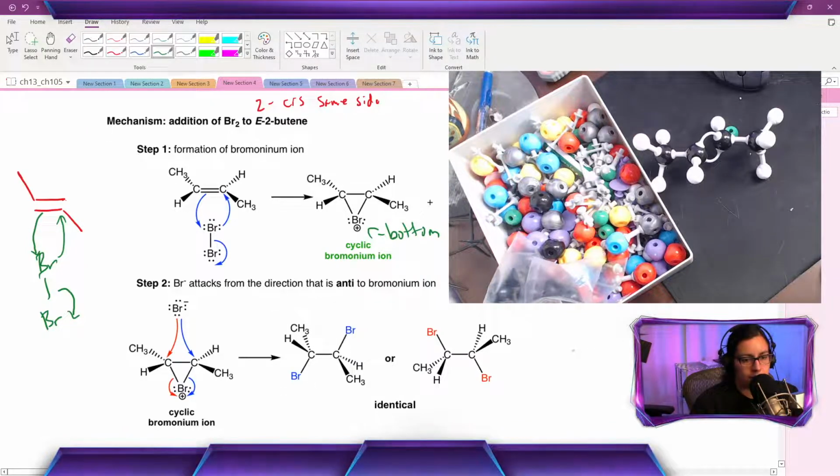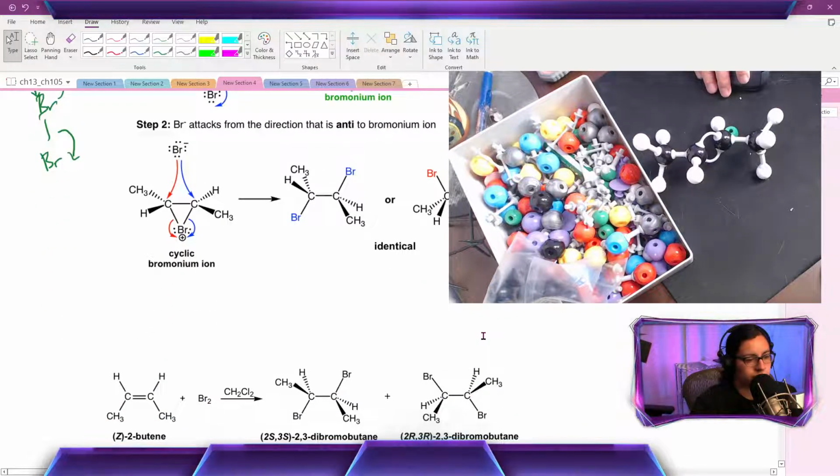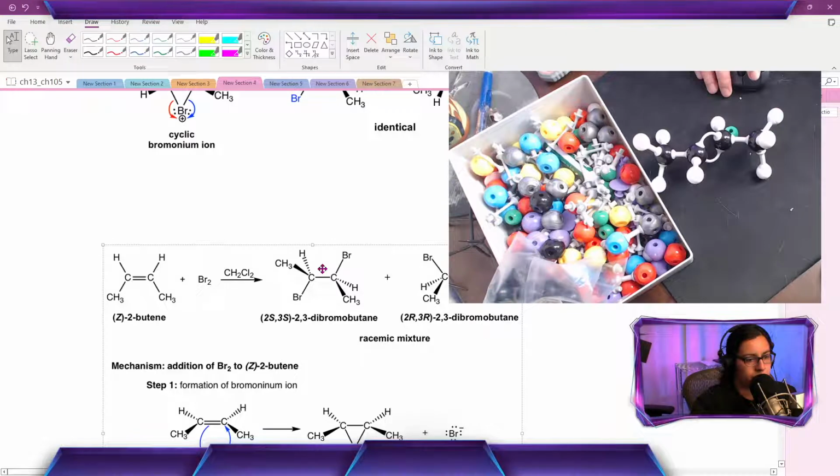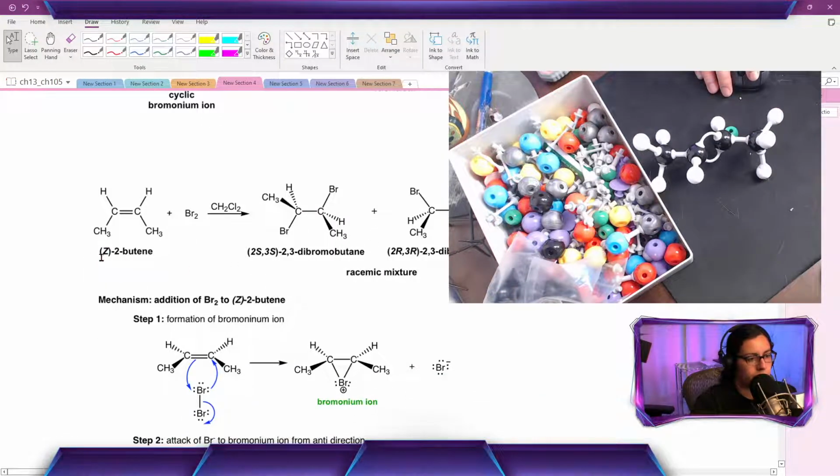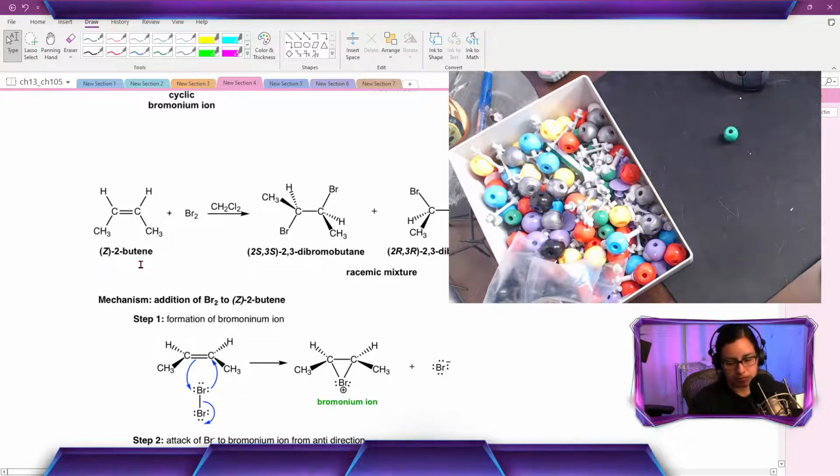Now, in this case, they're identical by rotation. But this may not always be the case. So you might have something in a ring where the stereochemistry does matter. So now if we look at this one, so this is Z-butene. So now they're on the same side.